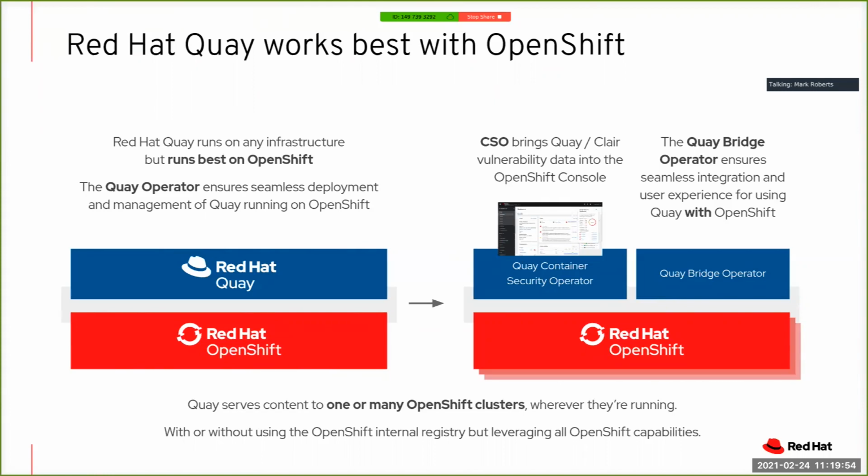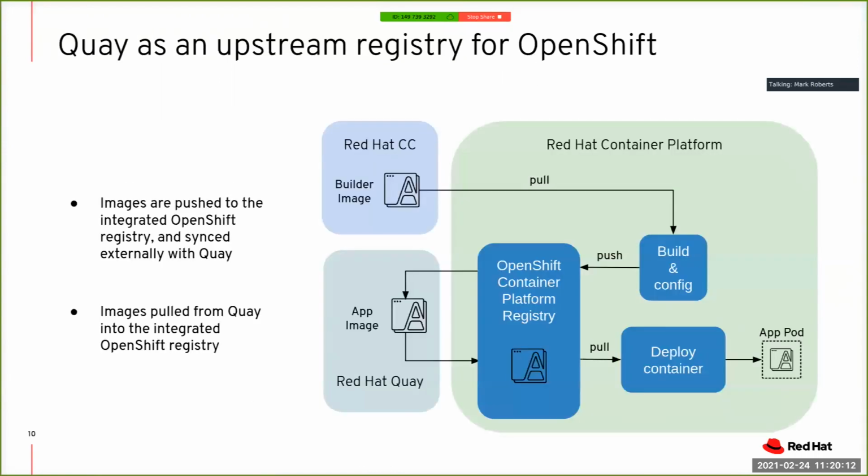The Quay Bridge Operator allows us to seamlessly integrate Quay with OpenShift and allows us to make use of images that are held within Quay much easier on the OpenShift platform. So let's look at that for a second and let's think about Quay as an upstream registry for OpenShift. Now I have a few moving parts on this diagram here, and on the left of the diagram at the top we have the Red Hat container catalog. That contains images that we want to use. It might contain things like the Red Hat UBI images, the universal base images, which are supported by Red Hat, produced by Red Hat, and contain base images that you can use with confidence.